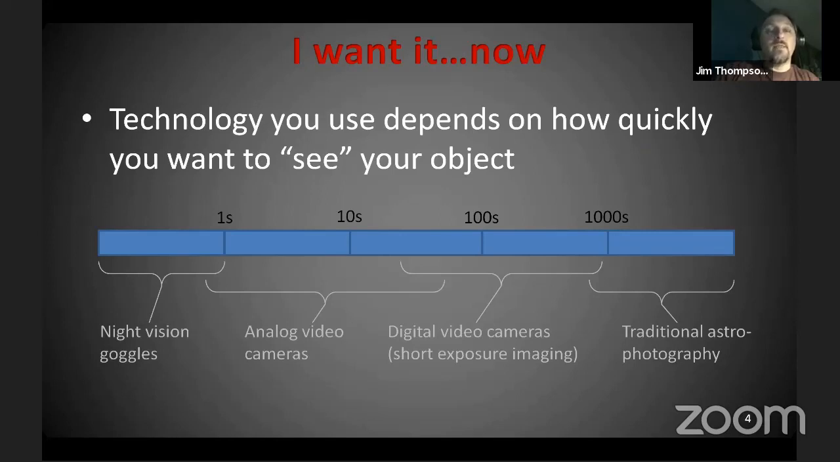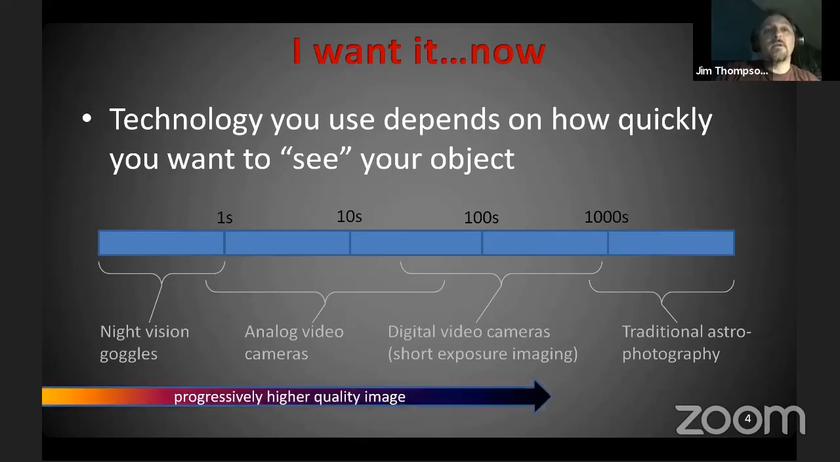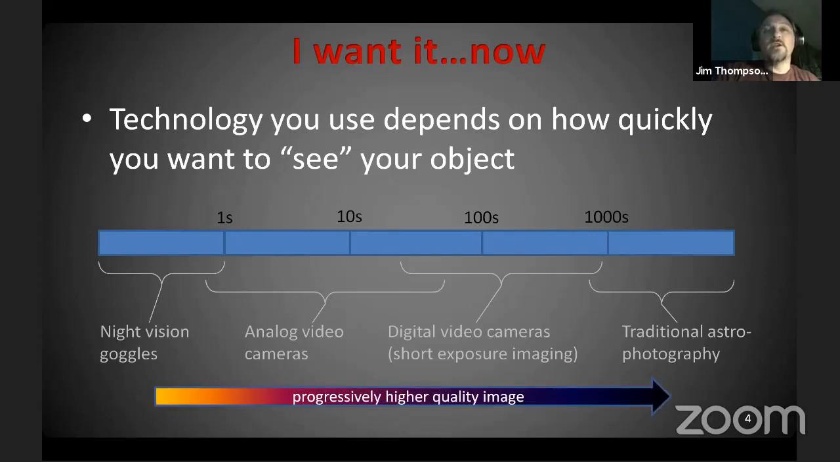So the scale moving from left to right is increasing in time, and it's also increasing in the quality of the image. The quality of image that you get from a night vision goggle is not going to be anything like what you would get from traditional astrophotography. And there's a range of image quality pretty much paralleling the length of time it takes to get the image.